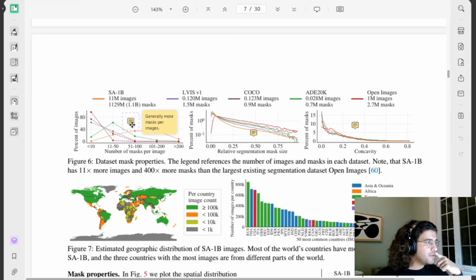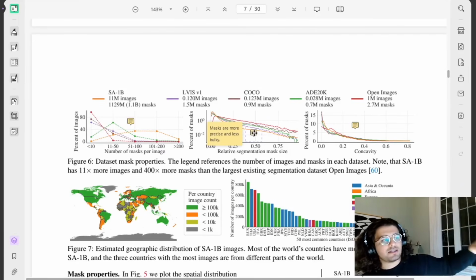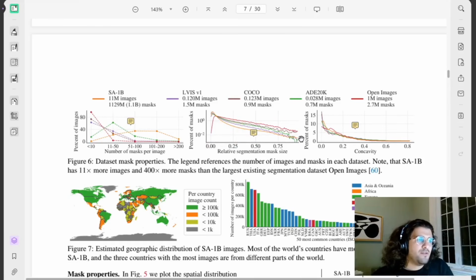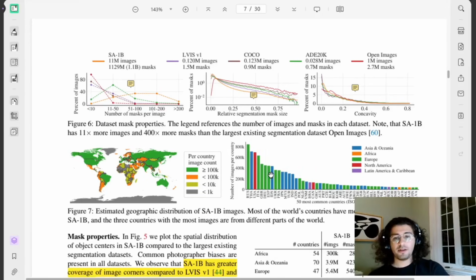And if you see here, there are generally more masks per image with SAM. So if we look at the percentage of the image that has masks, we see it's not super bulky ones. It's a bit more precise, less bulky than the other ones. And if we look at the percent of masks that have very high complexity, it's similar to other datasets here. And by the way, the dataset is open source, so that's pretty cool. If you want to take a look at it, you can take a look at it on the website.